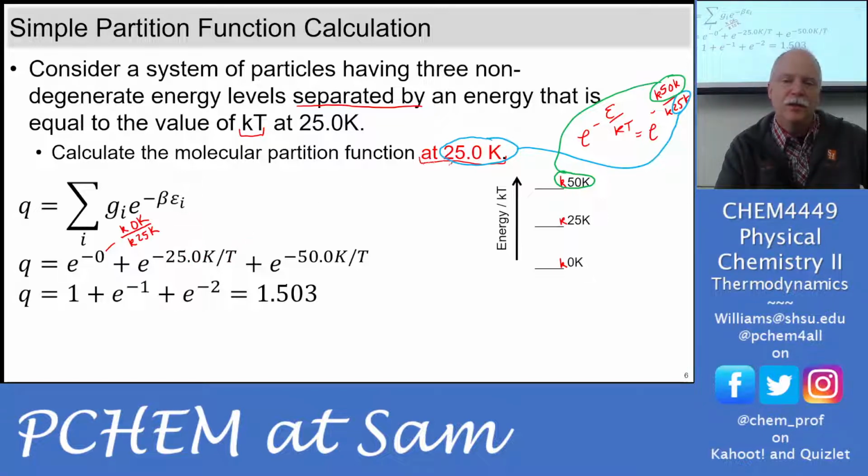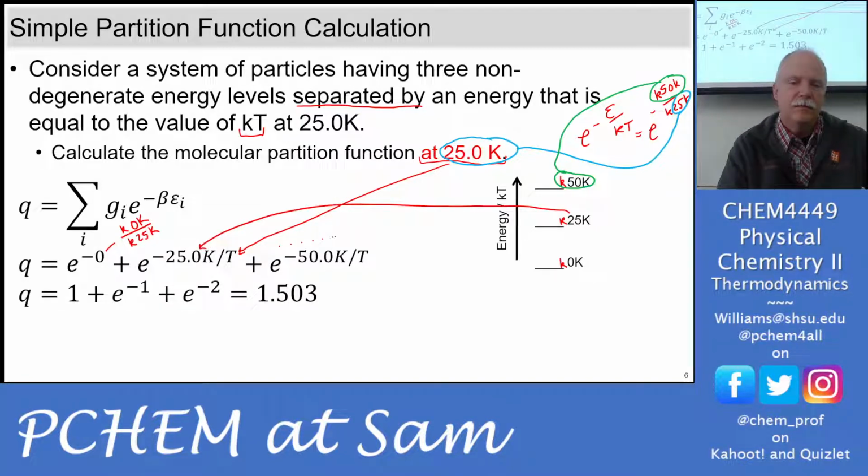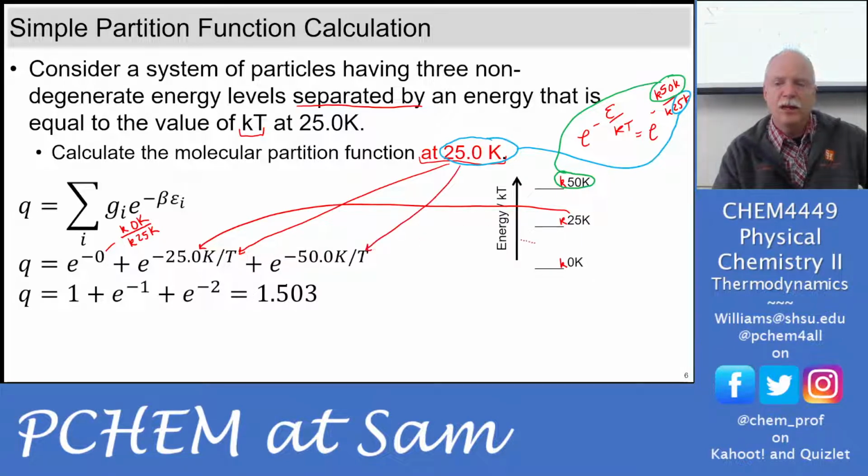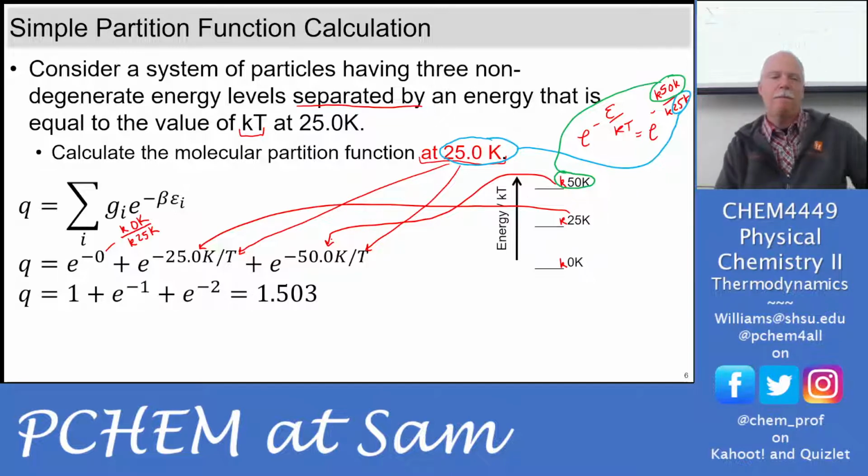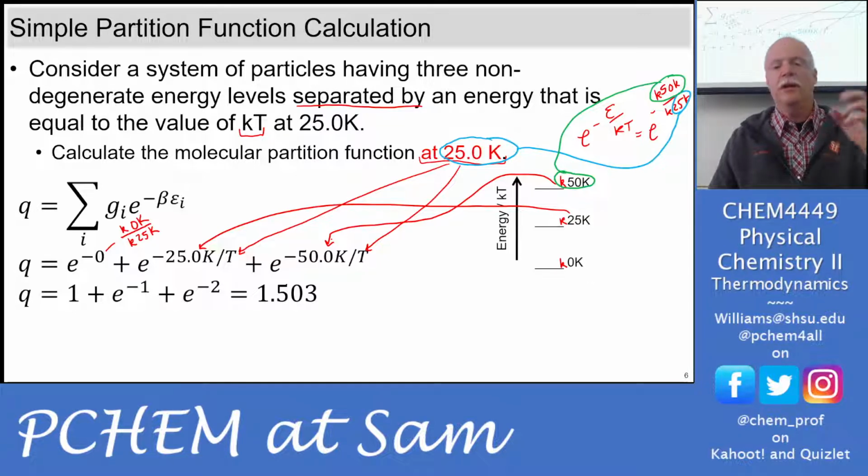So this 25 Kelvin goes right here, and that 25 Kelvin on top comes from the energy level diagram. So that bottom number is always our temperature that we're using to calculate, and the top number is always the number from our energy level diagram. So in terms of the exponential factors, it's very easy. E to the minus 0, e to the minus 1, e to the minus 2. So it's pretty simple. And you add all of those up, and you get the partition function of 1.503.